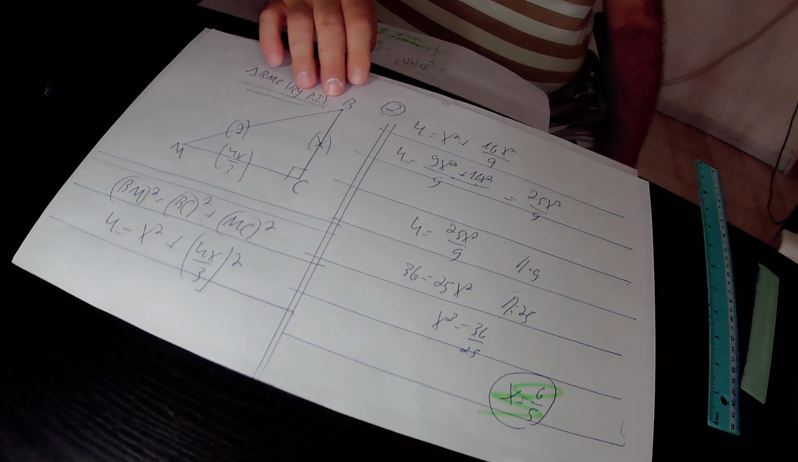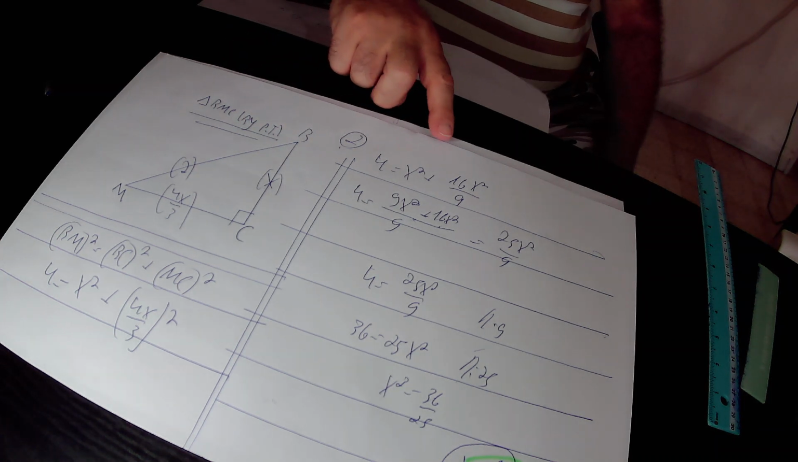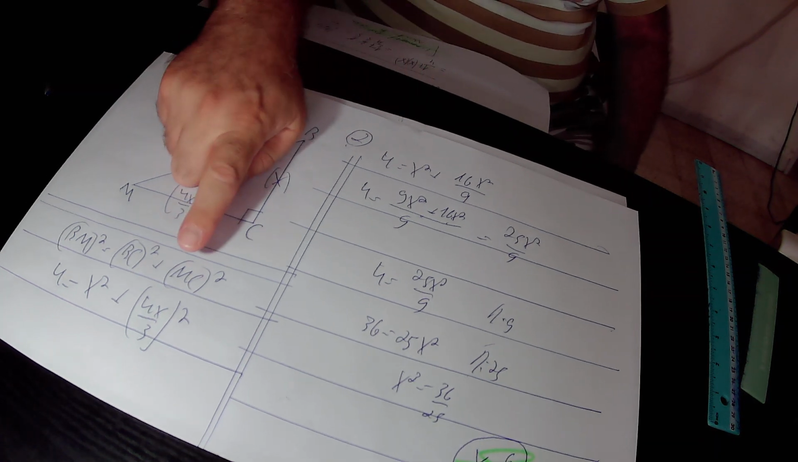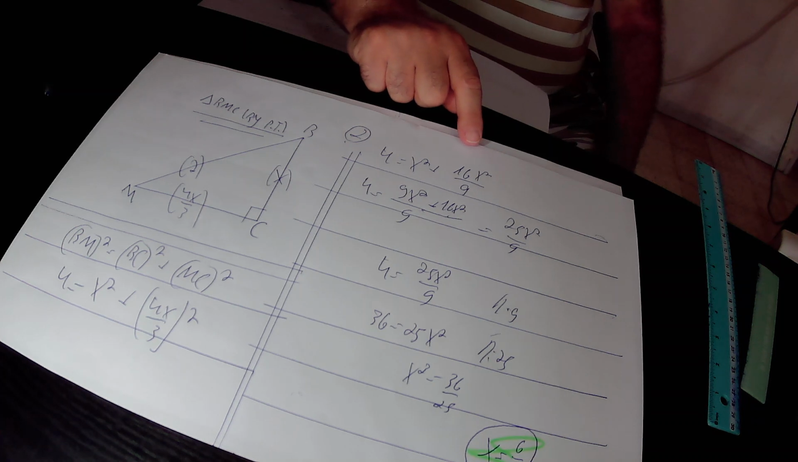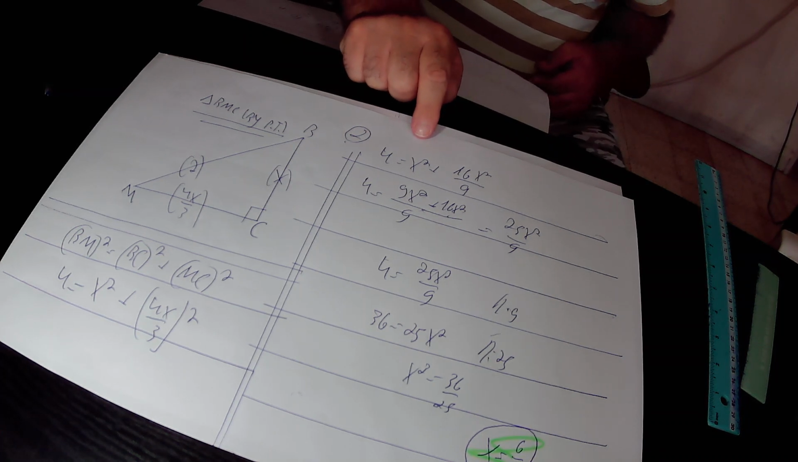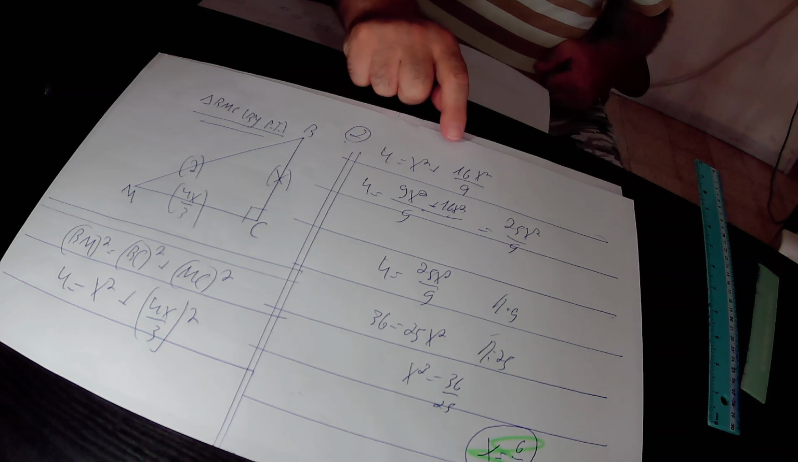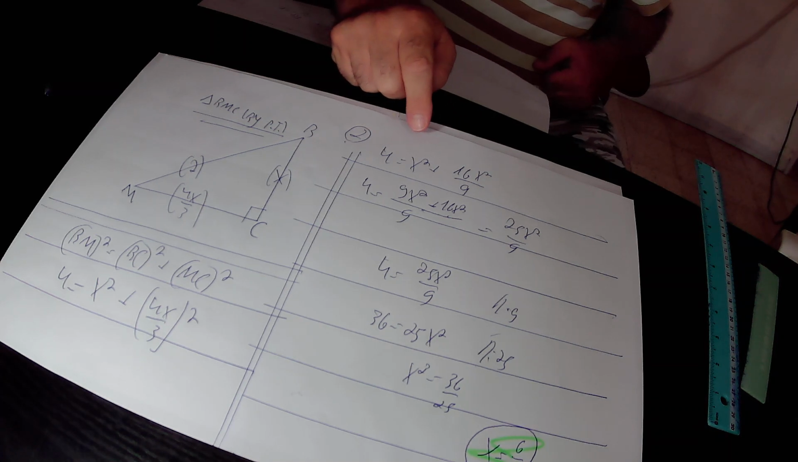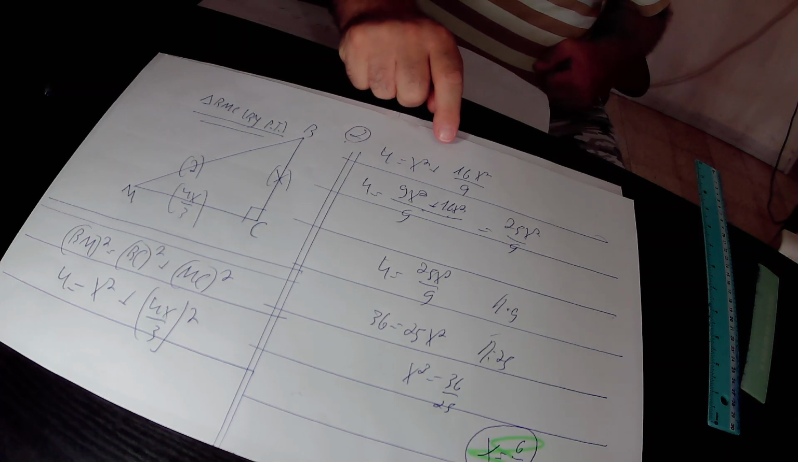So in total, we find that 4 equals x squared plus 4x over 3 squared, which is 16x squared over 9. Here we multiply the x squared by 9, and then divide it by 9 in order to have a common factor with this expression. So we have 4 equals 9x squared over 9 plus 16x squared over 9.